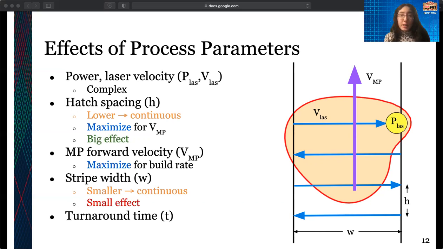Finally, turnaround time is directly the amount of time that the melt pool has to cool between laser rasters. So a smaller turnaround time is going to increase continuity.